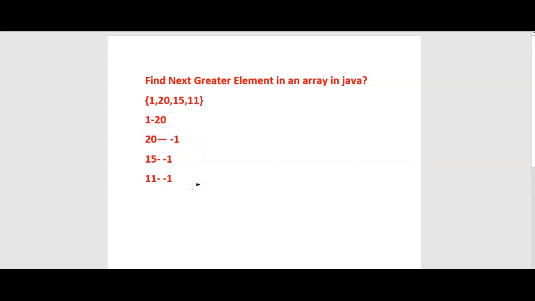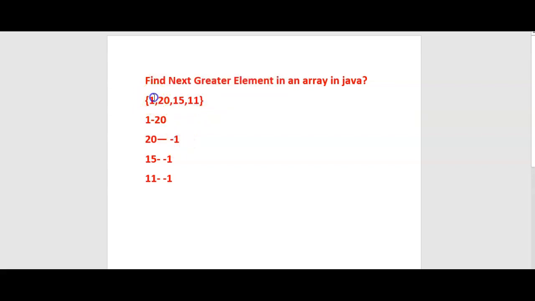So how do we write the logic for this? The simplest solution would be to take 2 loops. The first loop will start with 1, that means the current element. And the next loop will be the inner loop. We'll be taking the inner loop and comparing this 1 with the rest of the elements.